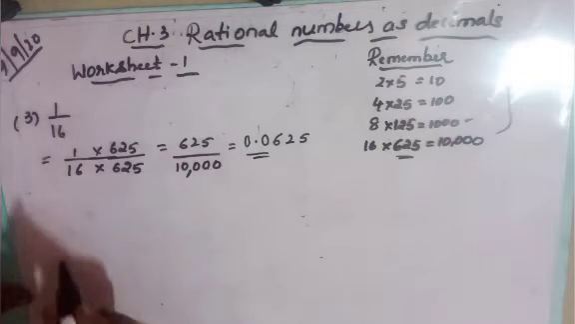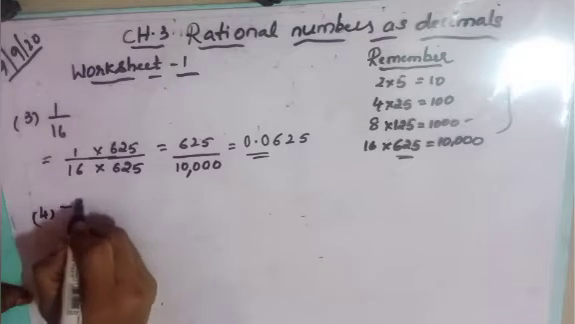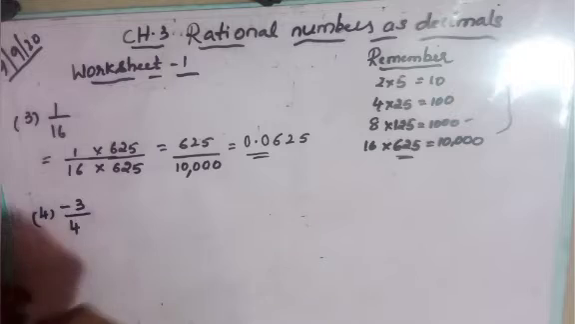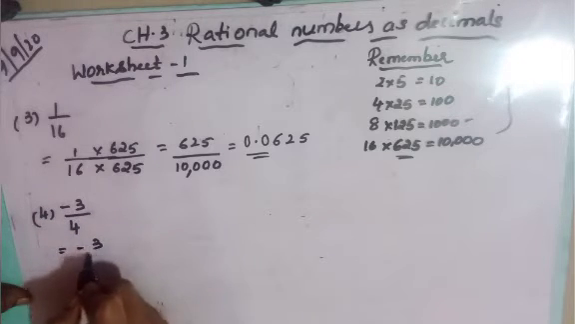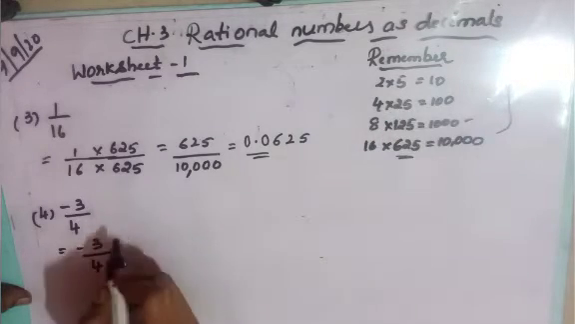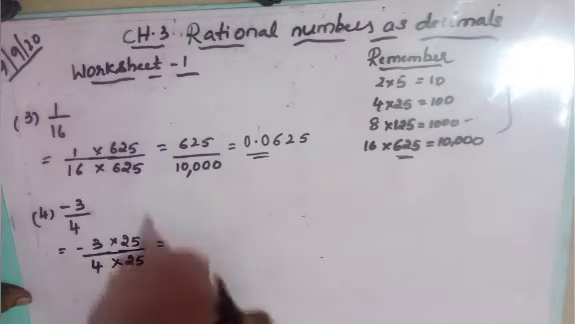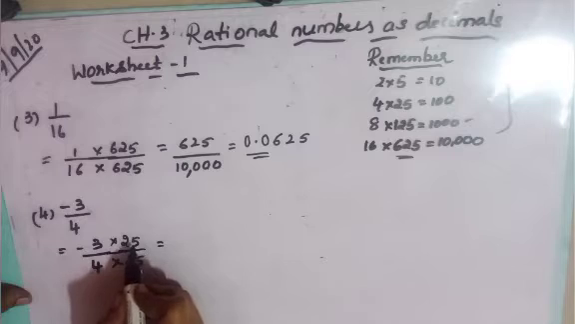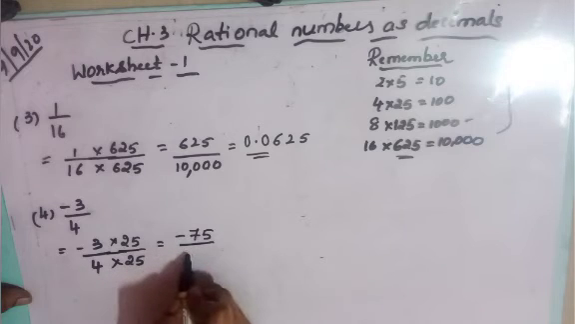Next let us go for the fourth one, that is minus 3 by 4. So let us convert this minus 3 by 4 into the decimal form. So if it is 4, multiply with 25, numerator and denominator, that is 25 equals to, next 25 3s are, that is minus 75 divided by 4 25s are 100.